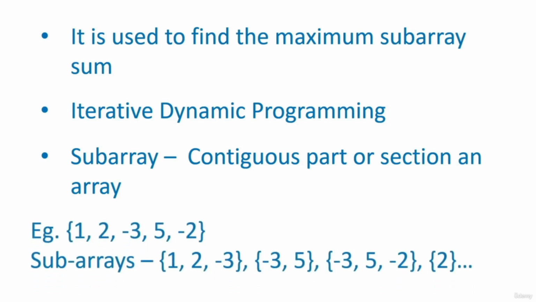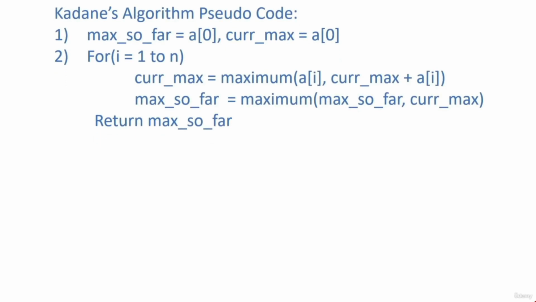So here we have an example in which we are given an array with 5 elements and some subarrays. We can observe here that each subarray's elements are continuous, which means the elements are one after another. We can have n multiplied by n plus 1 divided by 2 subarrays for a given array, and among those we have to find the one whose elements, when added together, evaluate to the maximum. So here is the pseudocode for the Kadane algorithm.